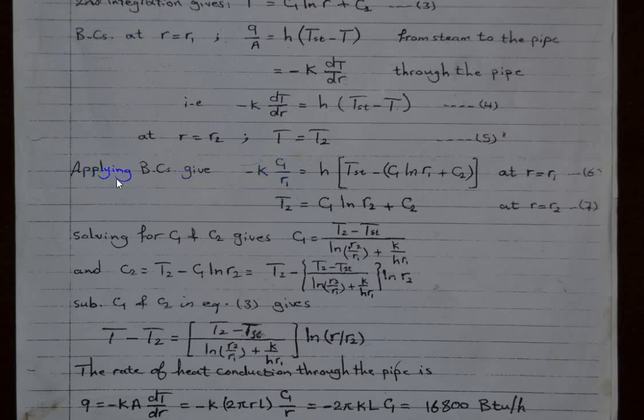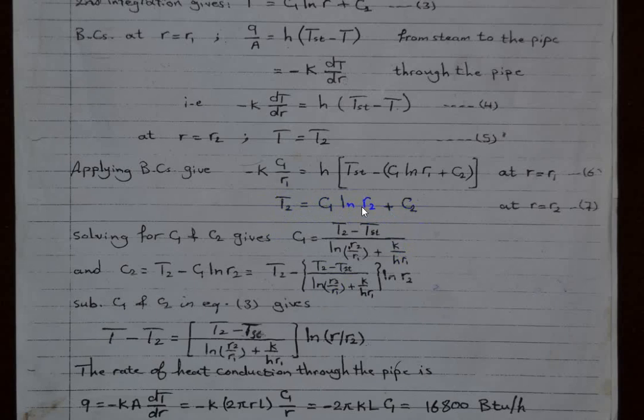Applying boundary conditions gives K C1 over R1 equals H (T steam minus C1 ln R1 plus C2) at R equals R1. This is equation 6 of the course. T2 equals C1 ln R2 plus C2, since we have T2 in the question.